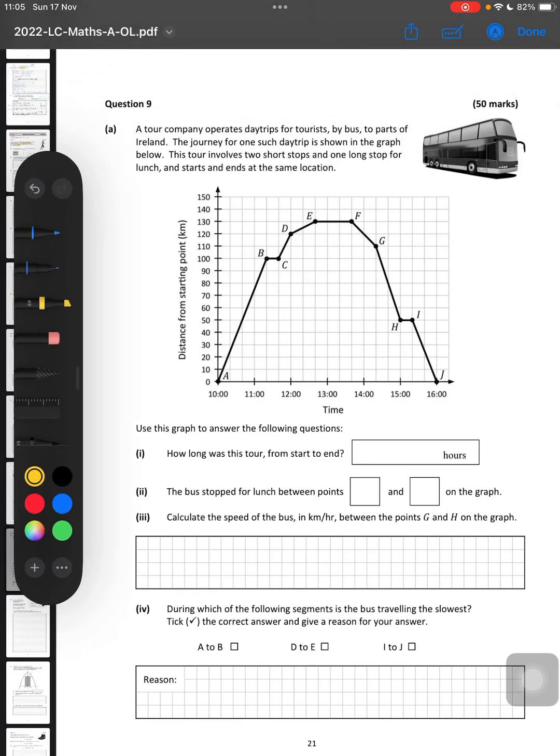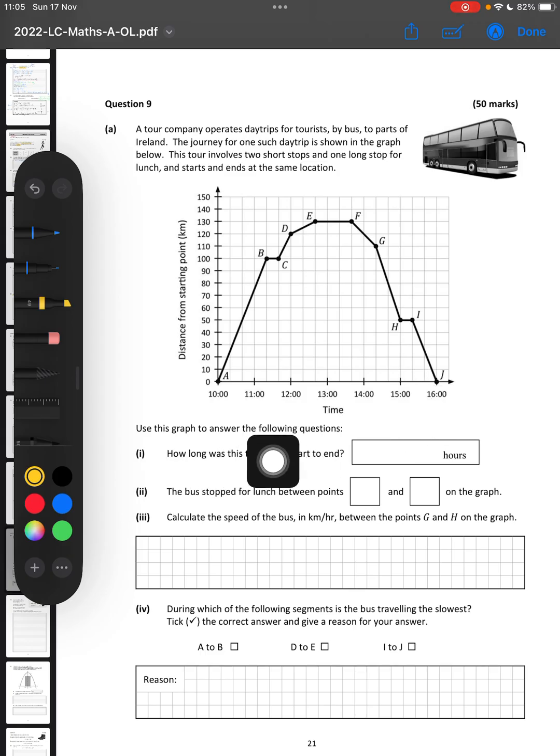Okay, so question 9 here says, a tour company operates day trips for tourists by bus to parts of Ireland. The journey for one such day trip is shown in the graph below. This tour involves 2 short stops and 1 long stop for lunch and starts and ends at the same location. Okay, so distance from the starting point here. This is them going, and then when they start coming back down, it's just them getting closer and closer to their starting destination again. Okay, until they get back.